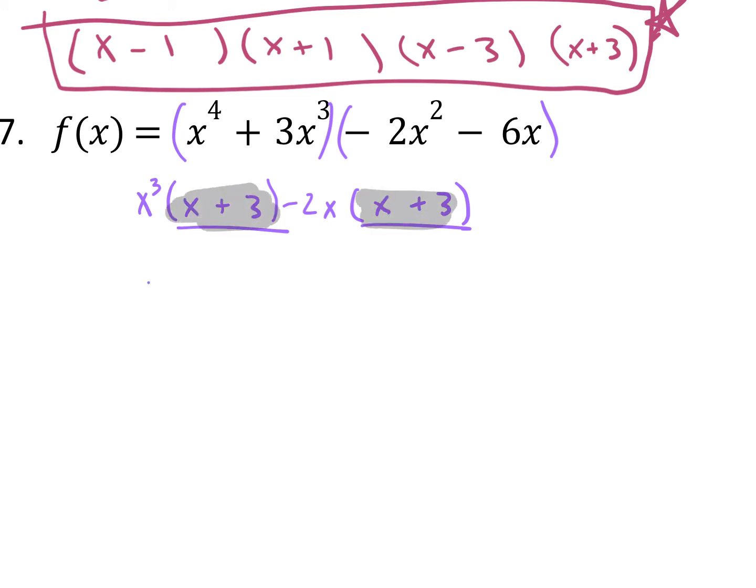So I put what's on the outside together. So x cubed minus 2x. And then what's on the insides together? X plus 3. Can I factor this anymore? You can take out an x. I can take out an x from my first group here. So that would be x times x squared minus 2 times x plus 3.